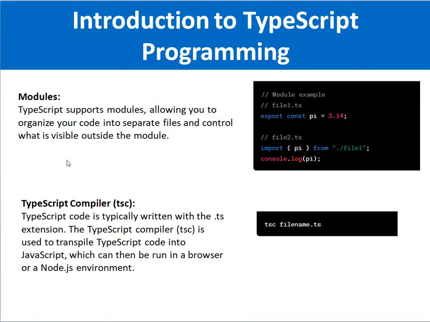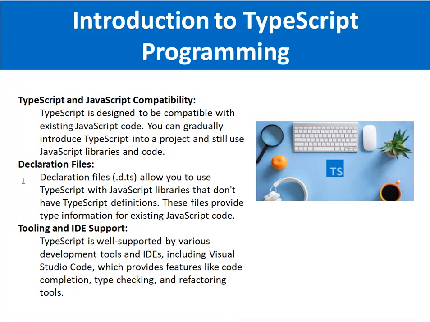Then the TypeScript compiler. TypeScript code is typically written in a .ts file, and the TypeScript compiler, tsc, is used to transpile TypeScript code into JavaScript, which can be run in a browser or a Node.js environment as well. So once you compile the code, it will convert it into JavaScript. Basically, TypeScript and JavaScript compatibility: TypeScript is designed to be compatible with existing JavaScript code. You can gradually introduce TypeScript into a project and still use JavaScript libraries and code.